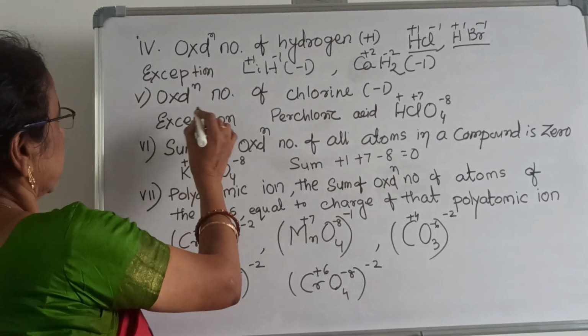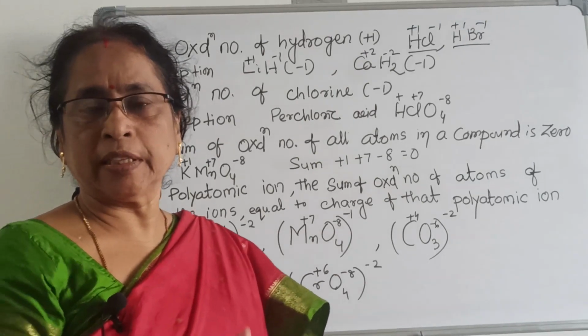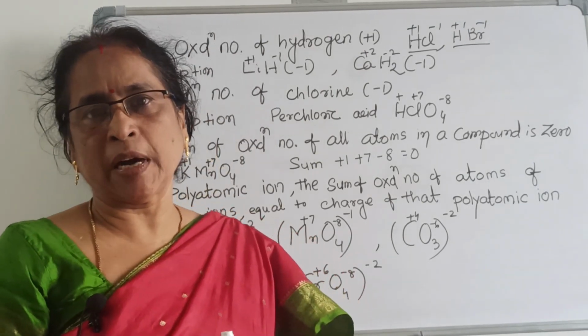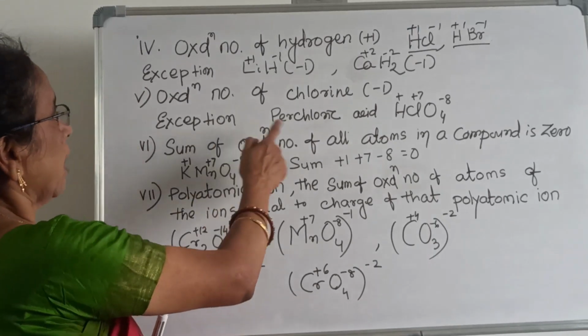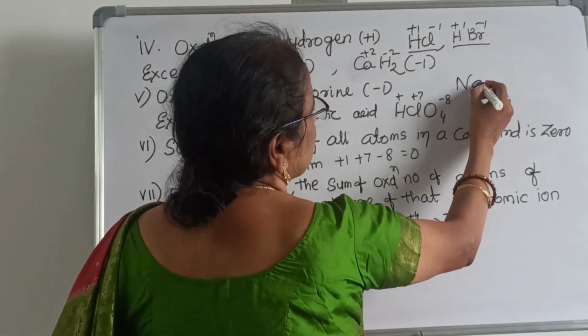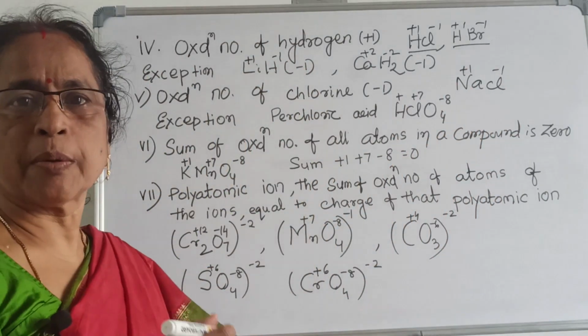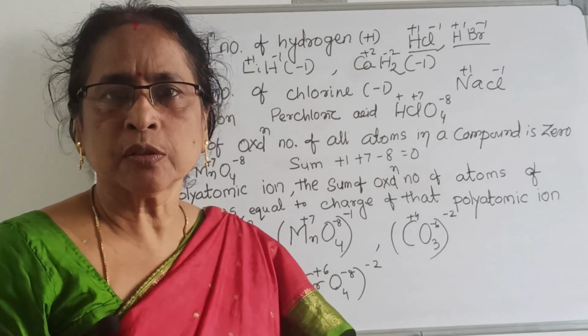These are the exceptions where you find the oxidation number of hydrogen is minus 1. Similarly, the next point, the oxidation number of chlorine. Chlorine is in group 17, so it is generally minus 1, as in sodium chloride, where it is minus 1 and sodium is plus 1. So the oxidation number of chlorine is generally minus 1.